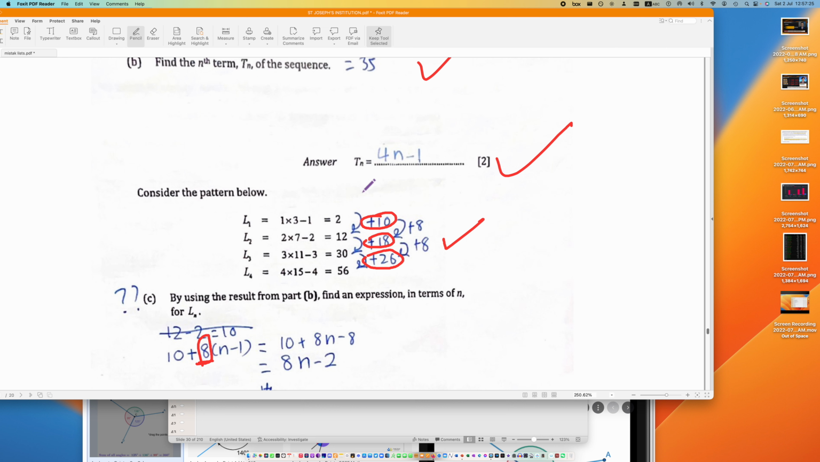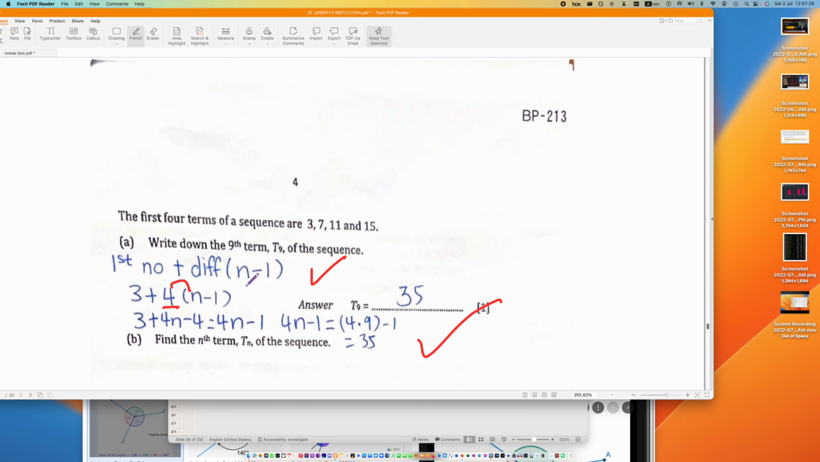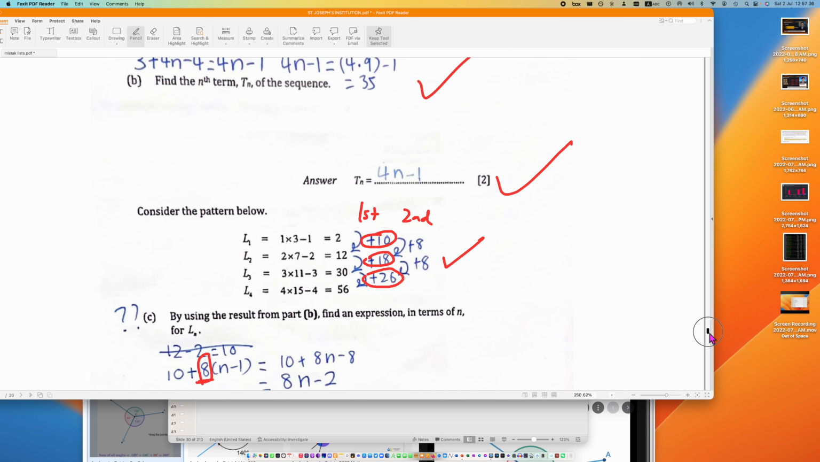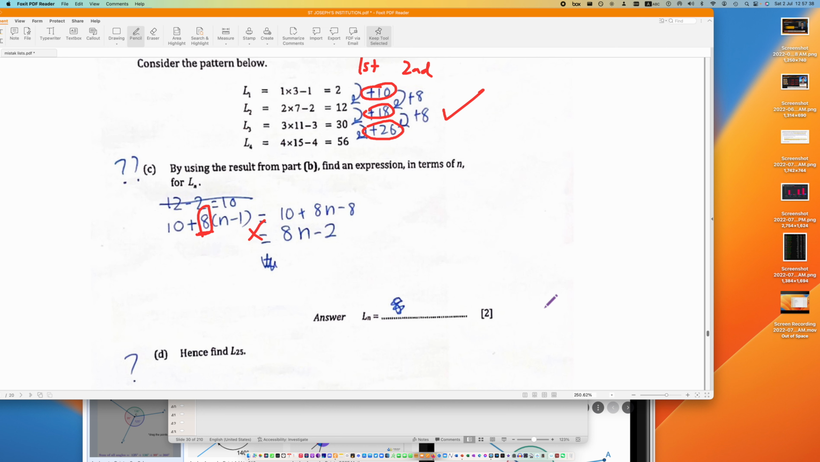This is the first difference. This is the second difference. By the way, our formula can only work with the first difference. So maybe this is a desperate attempt, huh? I don't fault you. So how?